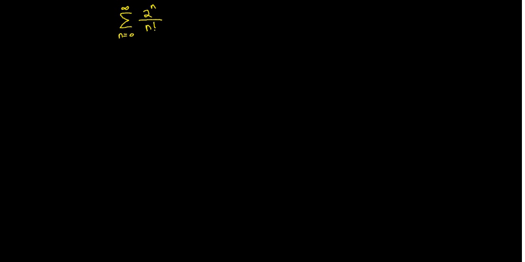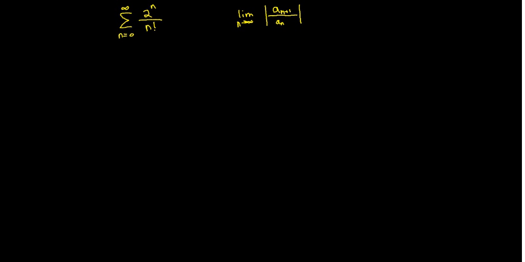Alright, so our ratio test says that we need to compare with the limit as n approaches infinity of a sub n plus 1, so the next term in line, over a sub n, in absolute value, so negatives don't matter. We need to see if that's less than 1 or greater than 1 or equal to 1, and that will tell us something about this series.